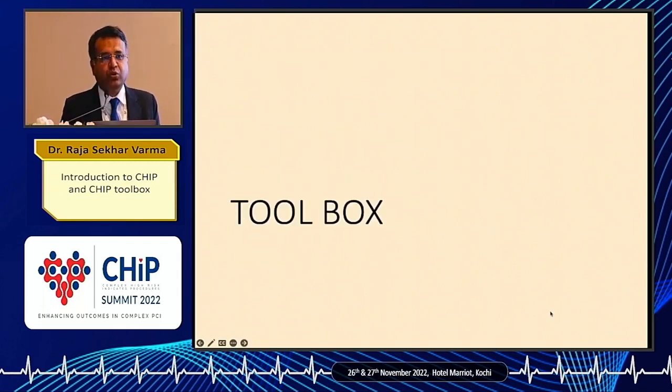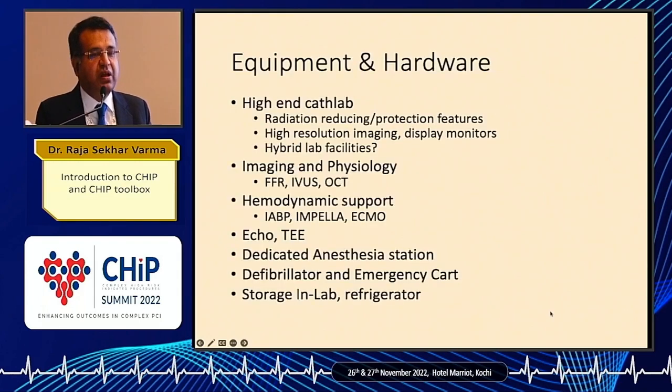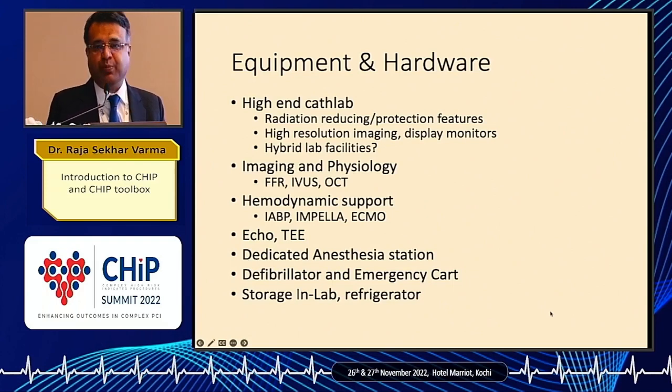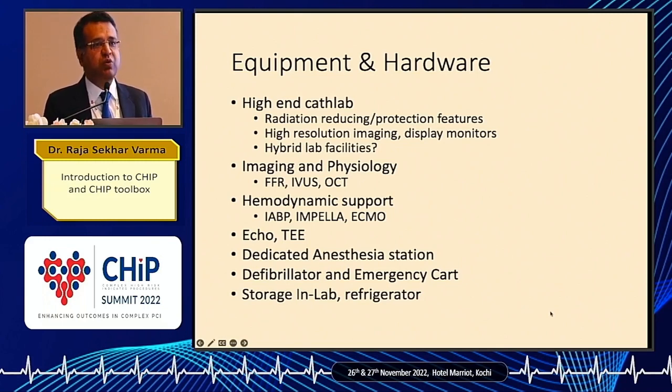So coming to the toolbox, I'll be very brief. First, we have the equipment and the hardware. You need a high-end cath lab with radiation reducing or radiation protection features because all these procedures take a long time. High resolution imaging, display monitors which can show very high resolution images will be key, especially when we perform very fine coronary work. Hybrid lab facilities are always a boon because some of the access might need to be surgical, some of them may be a combined surgery plus interventional procedure to give you the best possible results.